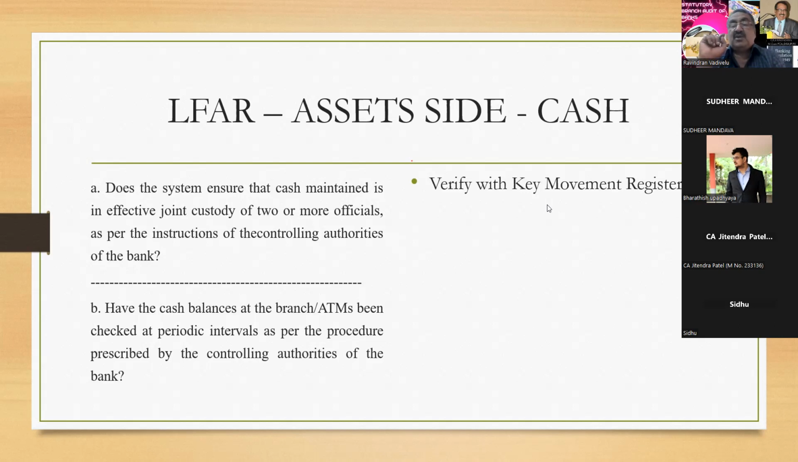By looking into the key movement register, you can confirm that the cash is being maintained under joint control. Since I have touched on the word key, I want to ask: how many sets of keys are there at the branch? You can put it in the chat box. How many keys are there? Jayabalan has said 2. Anything more than that?